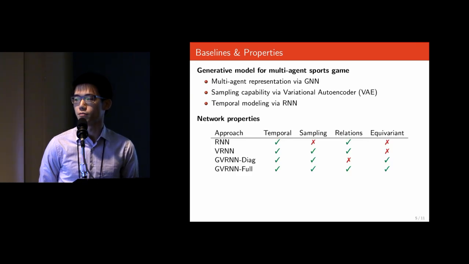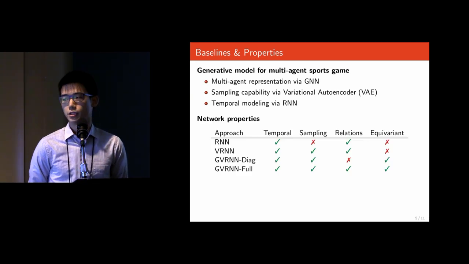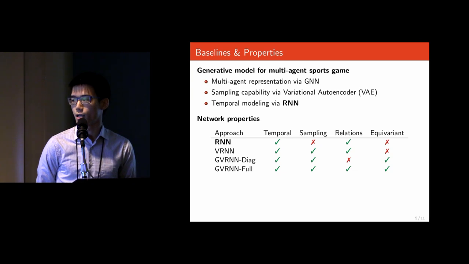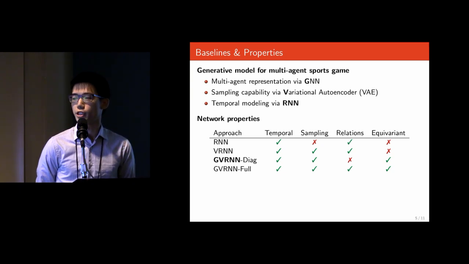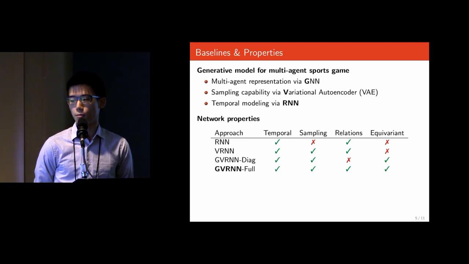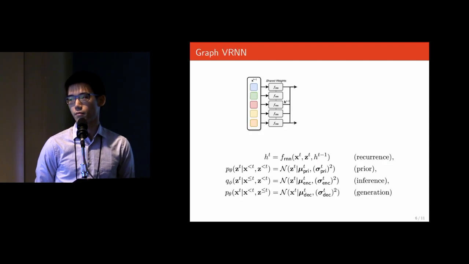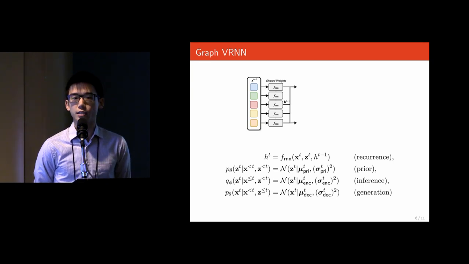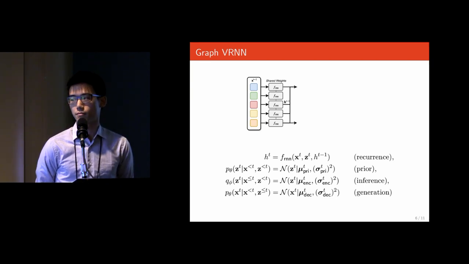Combining these approaches in various ways, we naturally get the following ablation: an RNN, a variational RNN, a graph variational RNN with a diagonal adjacency matrix, where the agents are modeled independently, and our proposed graph variational RNN with a complete graph. Our proposed graph variational RNN consists of a shared RNN across all agents. However, each of the agents has their own independent hidden states.